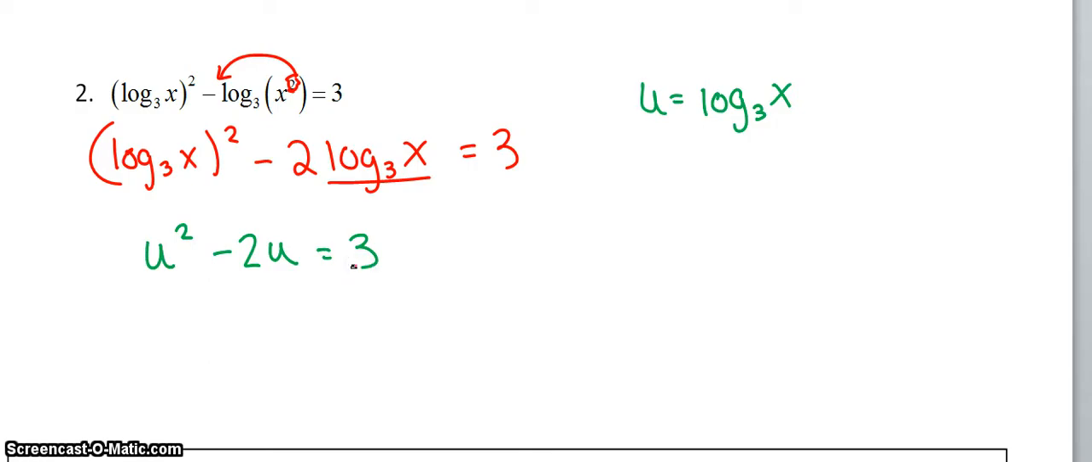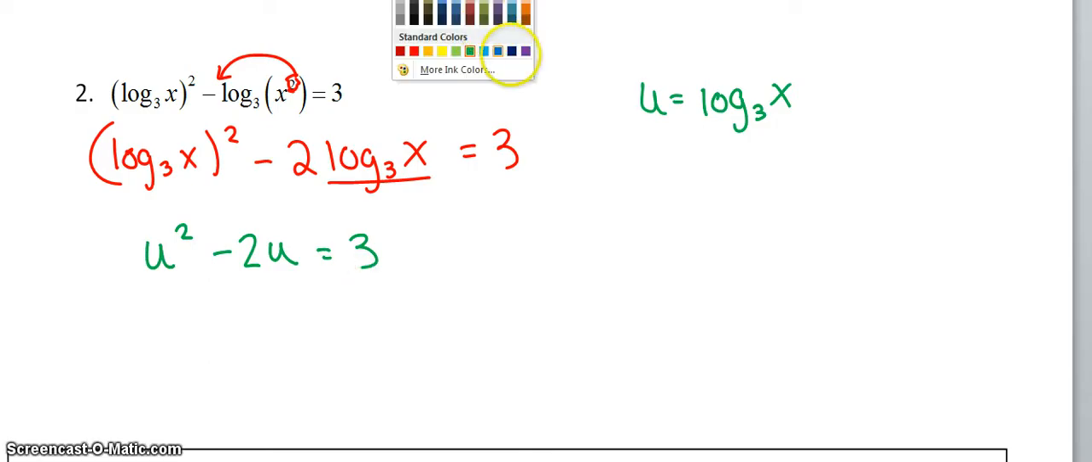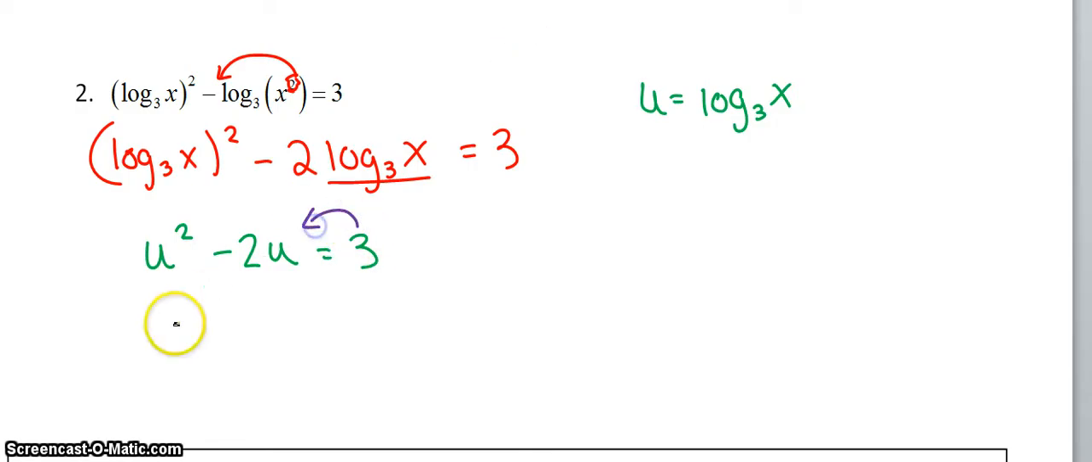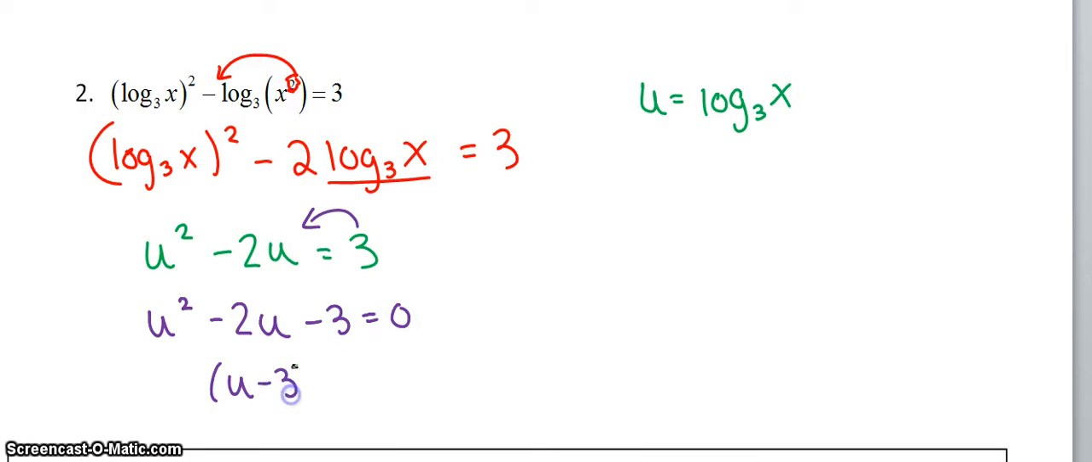And now I'm going to actually want to solve this like a factoring problem. So I'm going to bring the 3 over so I can use the zero product property. This is u squared minus 2u minus 3 equals 0. Go ahead and factor that. You get u minus 3 times u plus 1 equals 0, which would make u 3 and negative 1.